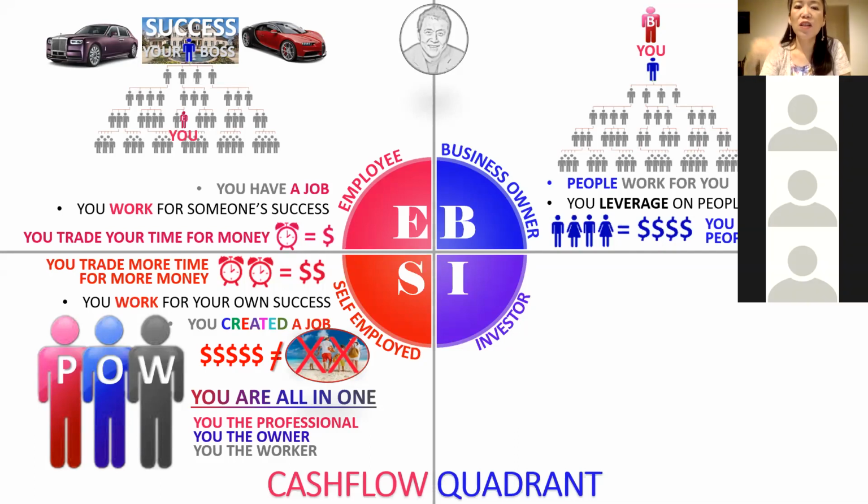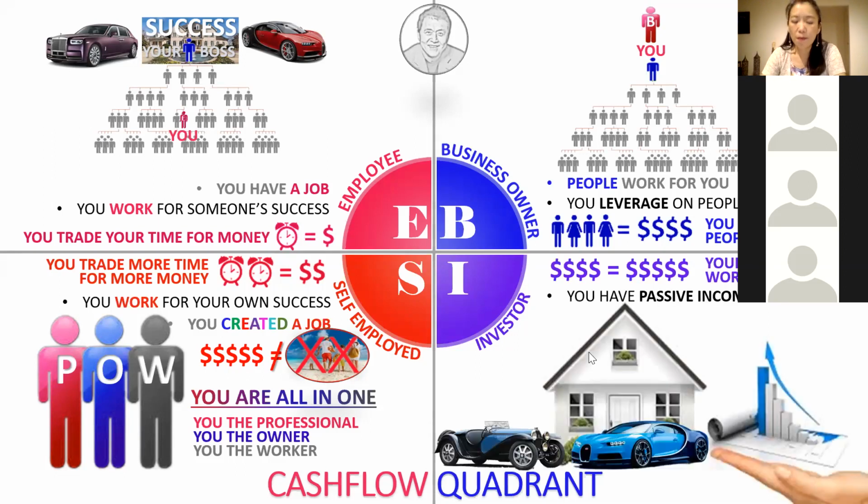So if you have a look at these 3 quadrants already, for people that are employees, they have a job. For people that are self-employed, they created a job. For people that are business owners, they actually have leverage and a system and leverage people. And then investors are the people that have enough money that they can invest in things like properties, real estate, shares, stocks, and stuff like that, so that they can actually earn a passive income.